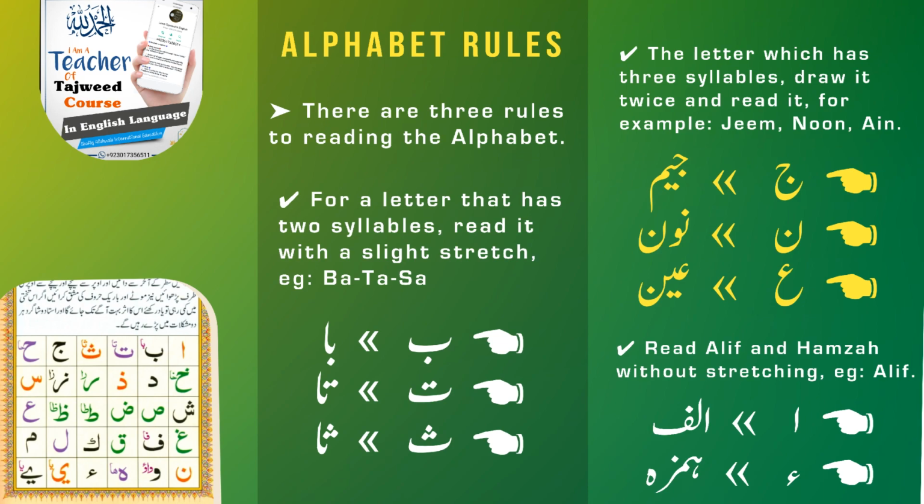And second is the letter which has 3 syllables. Read it with a twist. For example, Jim, Noon, Ain.